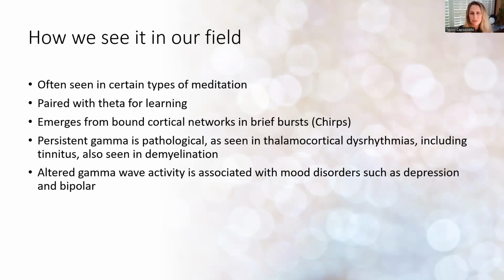But persistent, remember the whole Goldilocks thing, persistent gamma is pathological and is seen as thalamocortical dysrhythmias, including tinnitus and demyelination and any other type of dysrhythmia that's going on. Altered gamma wave activity is associated with mood disorders such as depression and bipolar. For example, people with high depression scores exhibit differential gamma signaling when performing emotional, spatial, or arrhythmic tasks. And an increased gamma signaling is also observed in brain regions that participate in the default mode network, which is normally suppressed during tasks requiring significant attention.